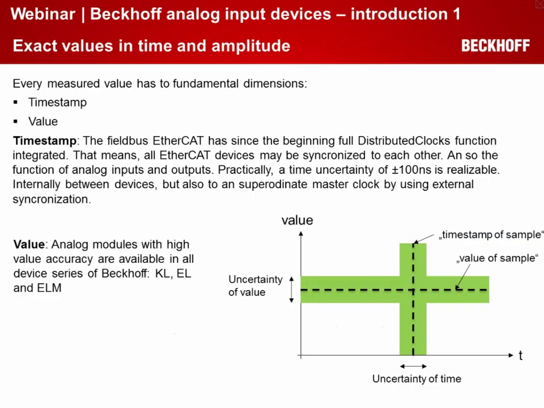To understand such an analog value more, we have to understand that every analog value is living in two dimensions, a time dimension and a value dimension. Every value has a point of time where it is sampled, and for a good measurement world it's important that the uncertainty of time of the data is very low.